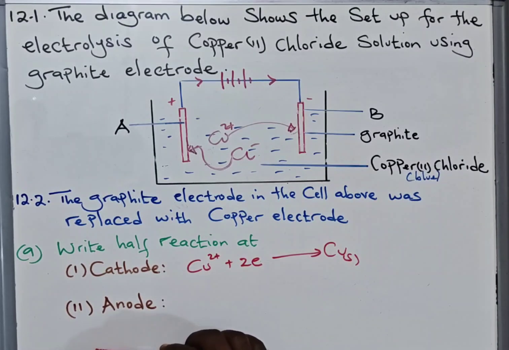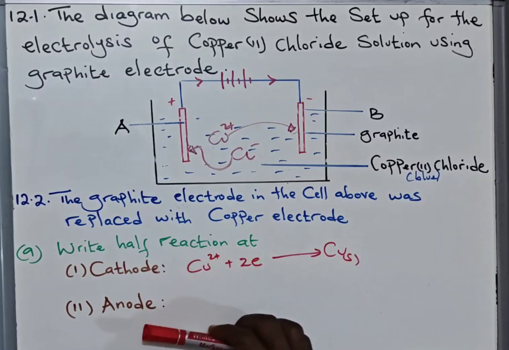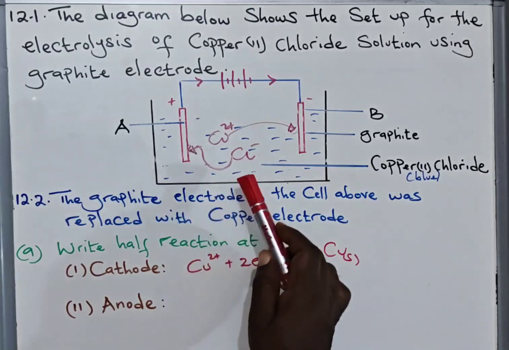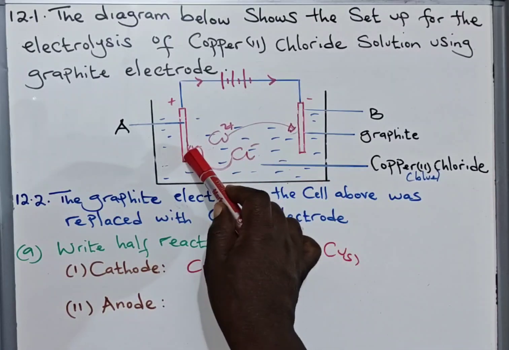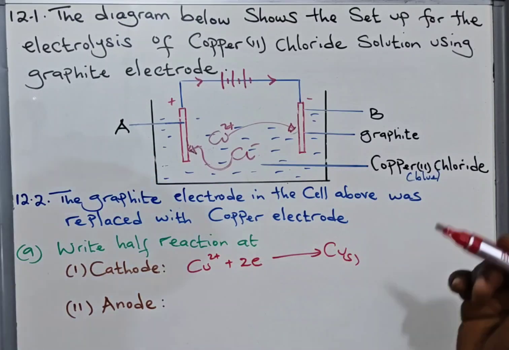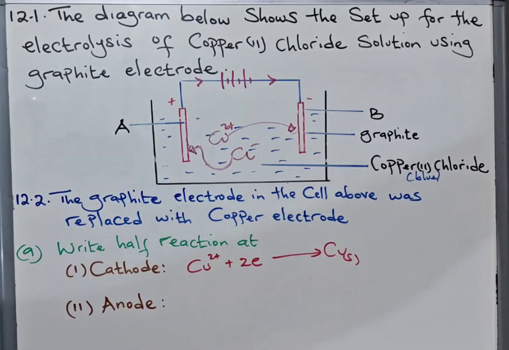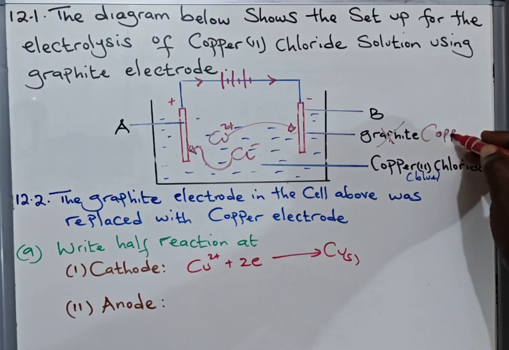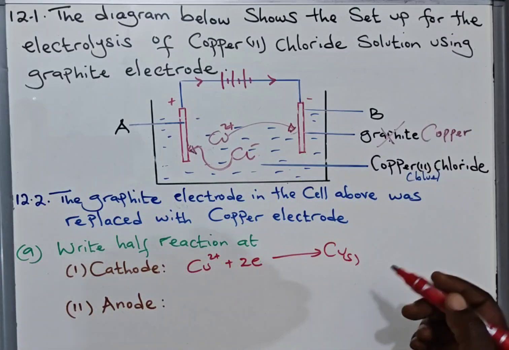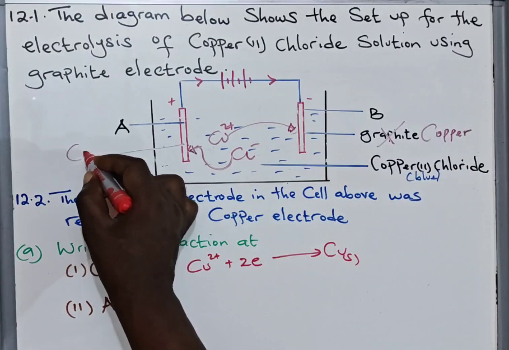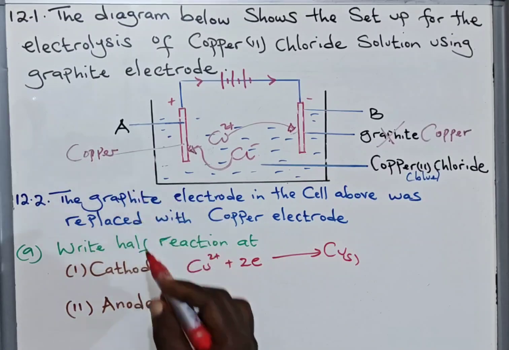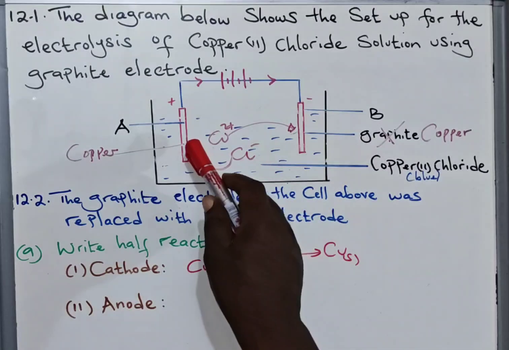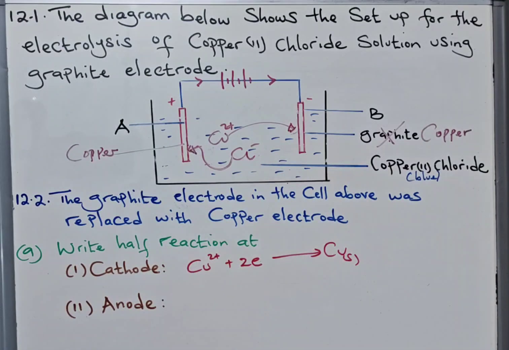Then we come to this one. It says that write half reaction at anode. Okay, A happens to be our anode. And we said chloride ions moved there. We need to remember that we have replaced graphite with copper at both electrodes. So which means that this one is also copper. So when it's copper and chloride ions move there, something happens.